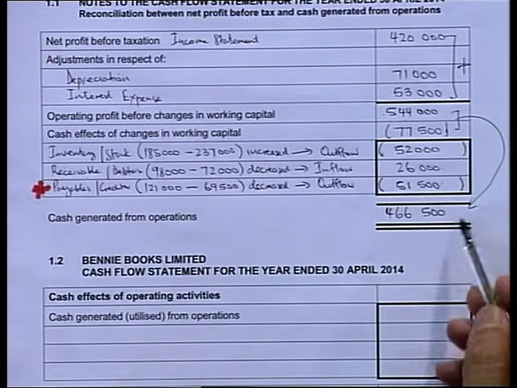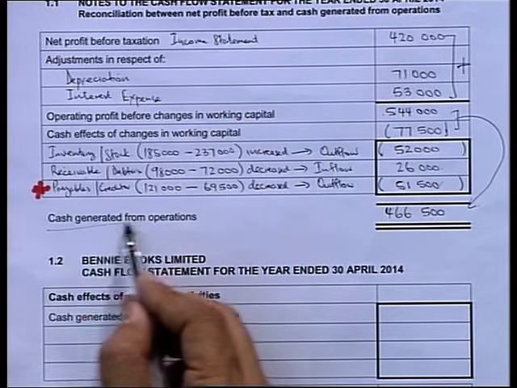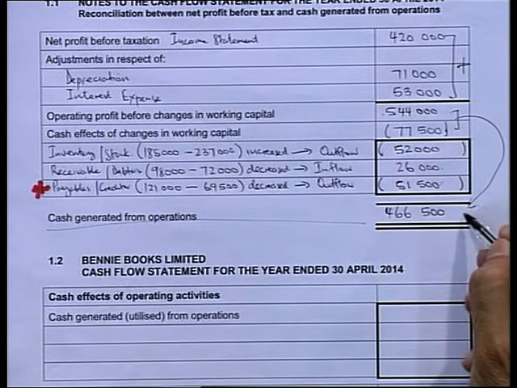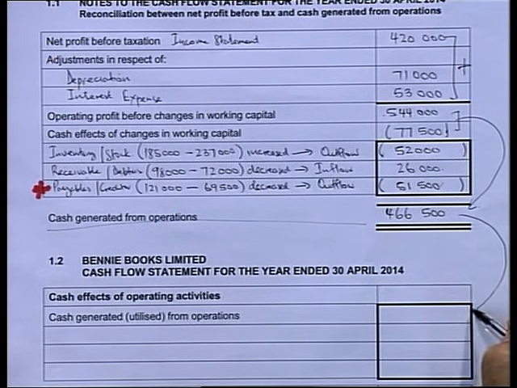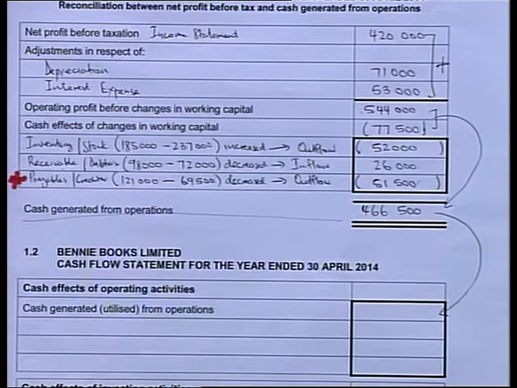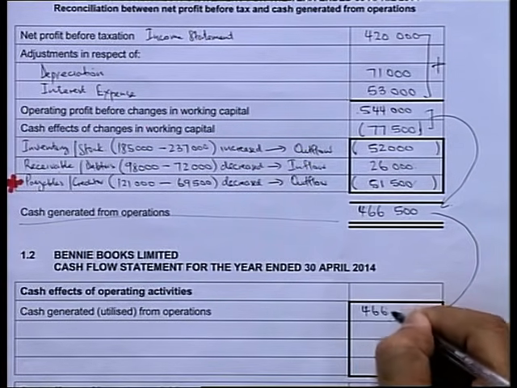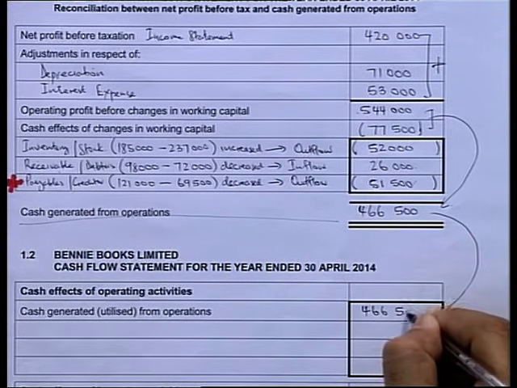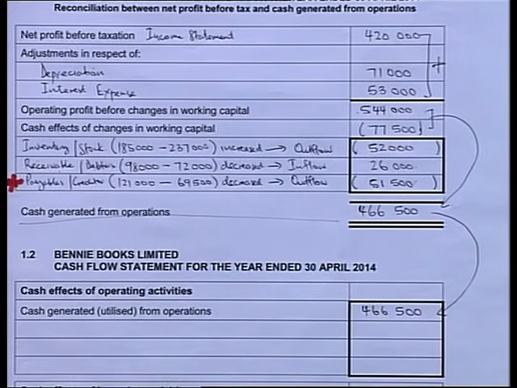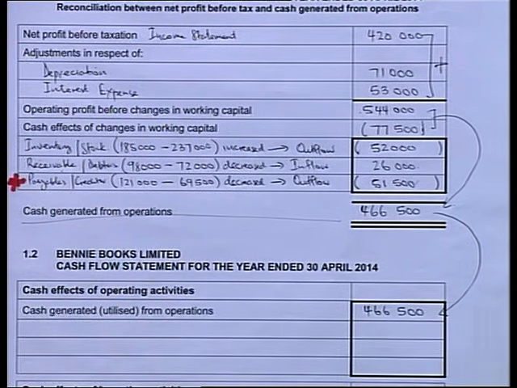Right? Once we have the answer of the note, it says cash generated by operations. So that is the first figure that I have to transfer to my cash flow over there. So that should be 466,500. That's what that is. Okay.